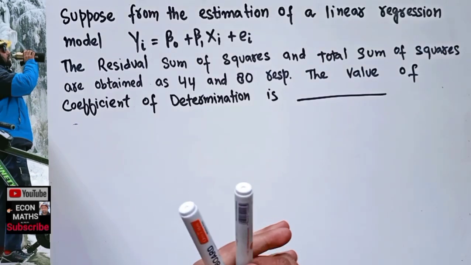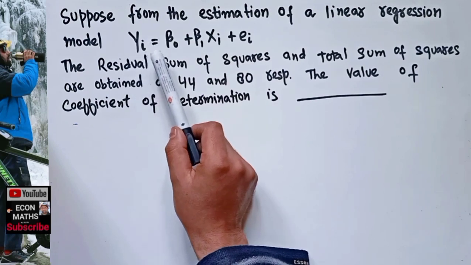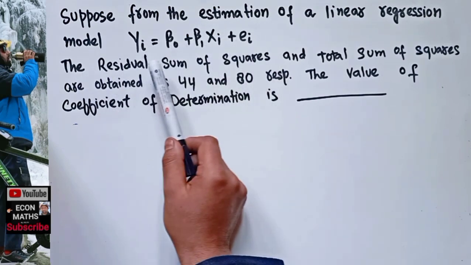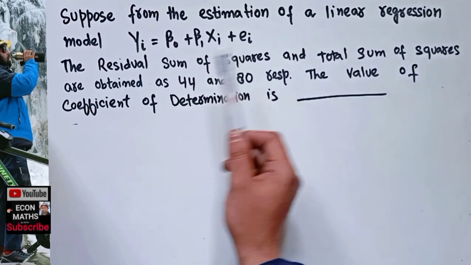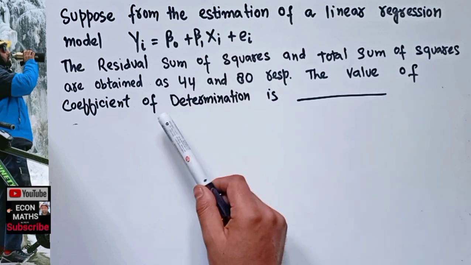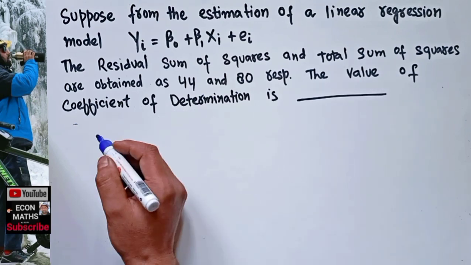The question is, suppose from the estimation of the linear regression model, that is yi is equal to beta naught plus beta 1 xi plus ei, the residual sum of squares and total sum of squares are obtained as 44 and 80 respectively. The value of the coefficient of determination is, we need to find out. What are we being given?